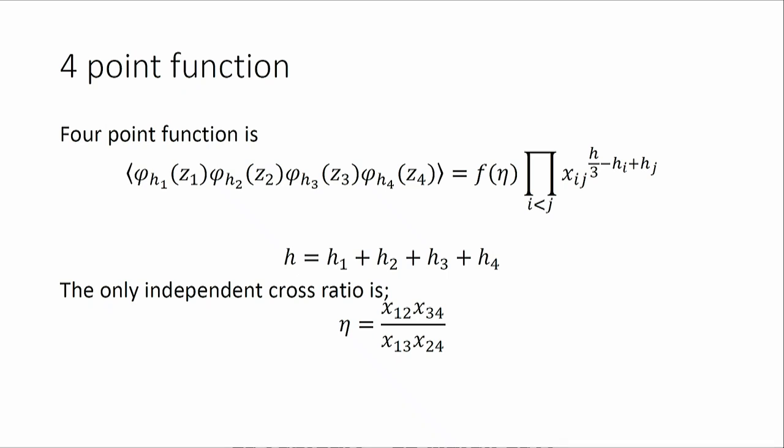And then I can derive f. Higher point functions will be much harder, because when you have 5 points, you have more than one cross ratio, and then you have a function of two unknown variables in the front.